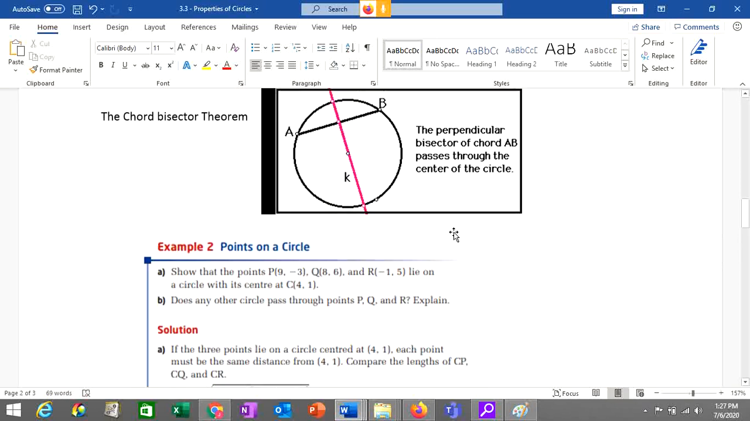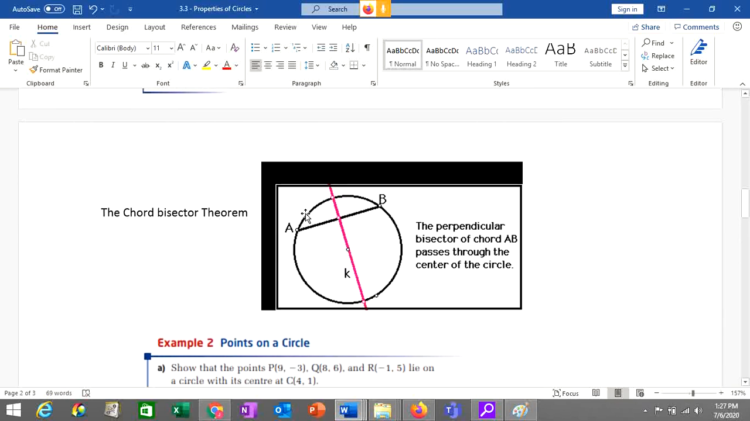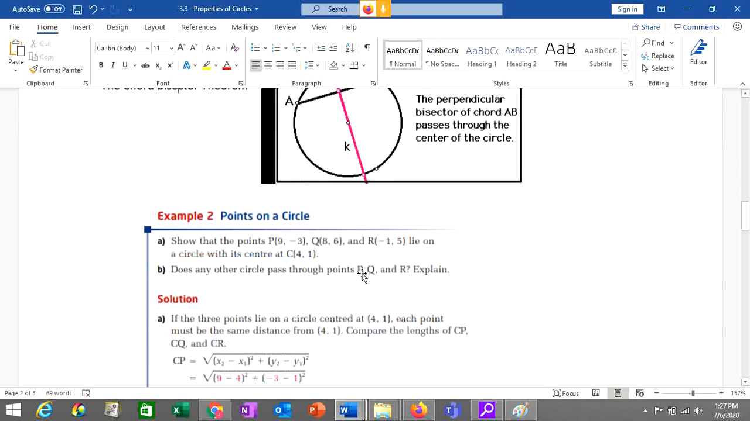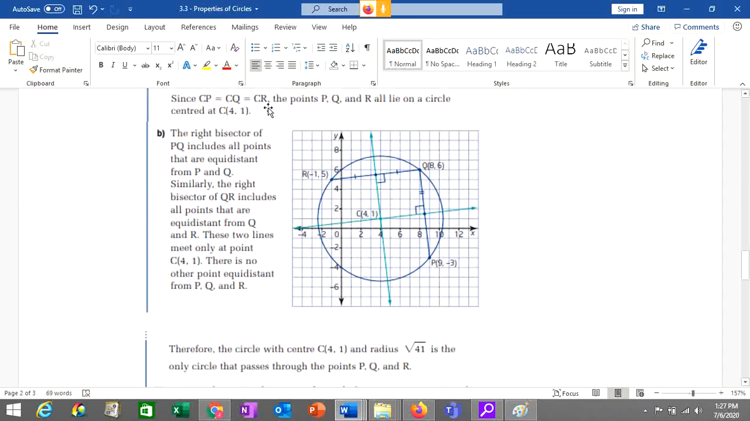Well, what does the chord bisector theorem say? It says that the center of the circle must lie on the right bisector to a chord. So this right bisector here in pink goes through the middle of the circle. All this is really telling you is, draw two chords, and then draw their bisectors. And you don't even actually have to calculate them, right? You can just make this argument, the fact that you can do this.